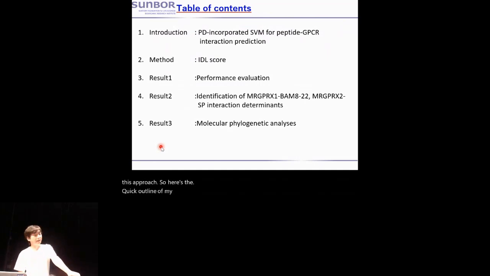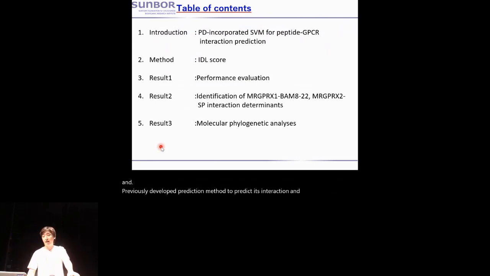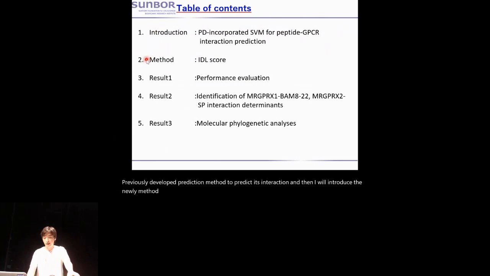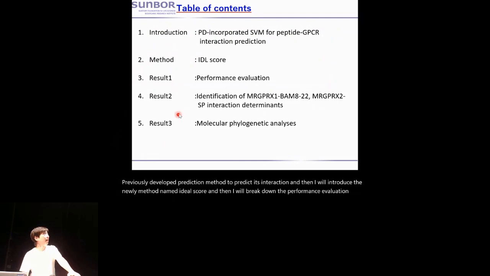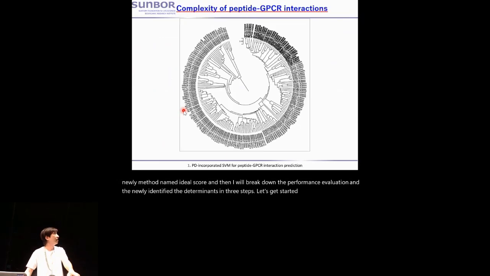First, I will discuss the peptide and GPCR interactions and our previously developed prediction methods to predict these interactions. And then I will introduce the new method named IDL score. And then I will break down the performance evaluation and newly identified determinants in 3 steps. Let's get started with the peptide GPCR interactions.